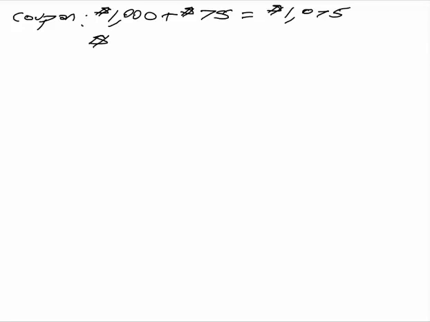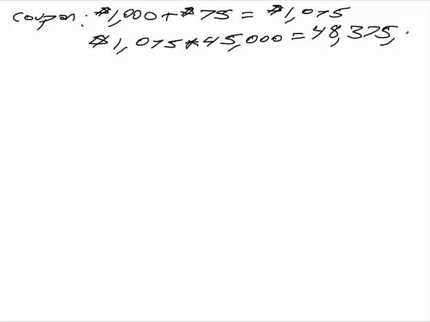So our repayment in 20 years is going to be $1,075 times the 45,000 bonds that we issue. This gives us $48,375,000.